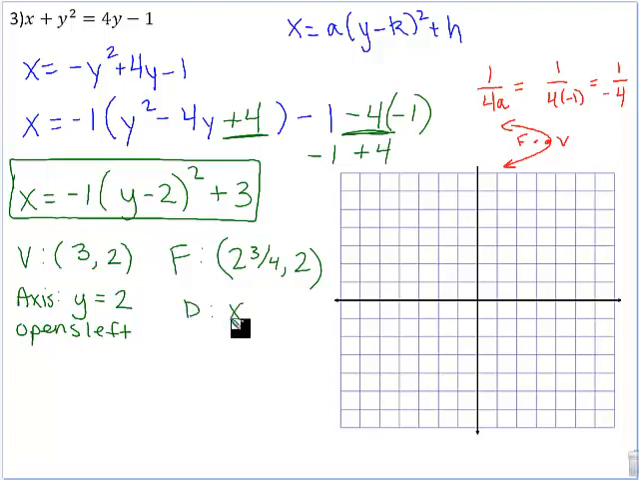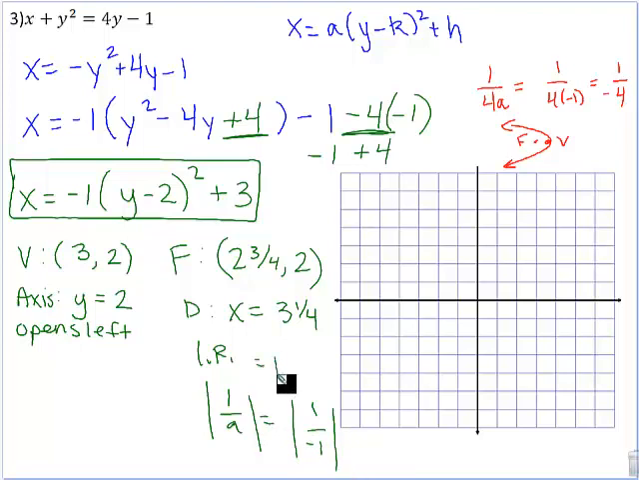Directrix would be x equals, because that's the value we're changing. We're changing the x here. So we'd want to add 1/4 onto our 3. So 3 1/4, yep. And the length of our LR is the absolute value of 1 over a. Our a is negative 1, so what's the absolute value of 1 over negative 1? 1. So now we'll graph it.